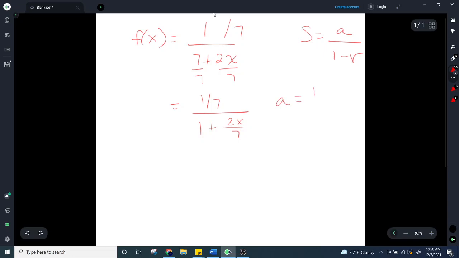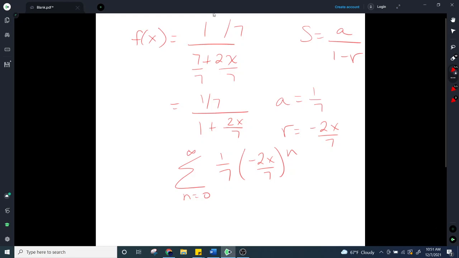So a is the 1/7, and r is going to be negative 2x over 7. So if we put that together, we get 1/7 times negative 2x over 7 to the nth power. And as I said, for tomorrow, for the exam, this is good enough. You don't need to worry about trying to simplify this. I don't need the negative 1 in the front or anything like that. This is all I'm looking for in these questions. So don't go too in depth.